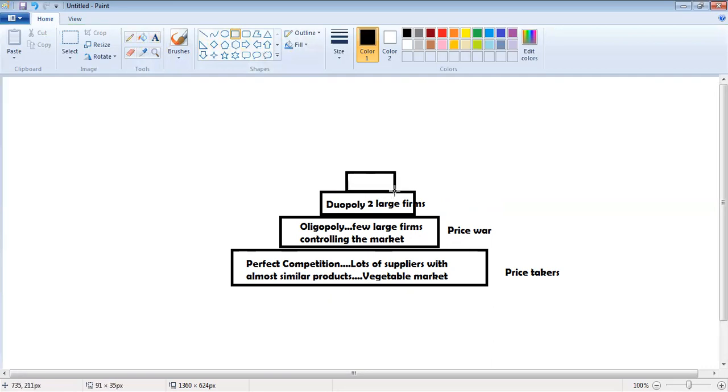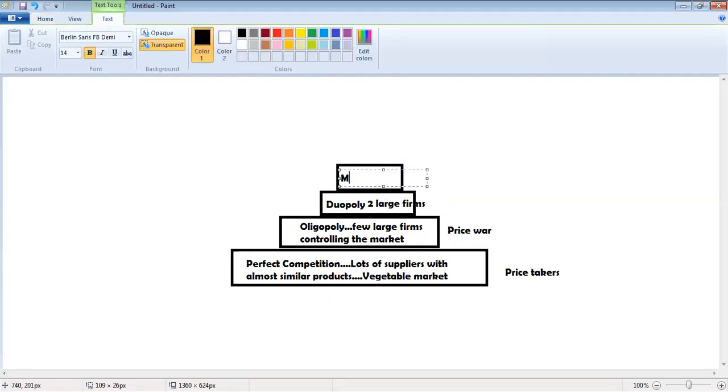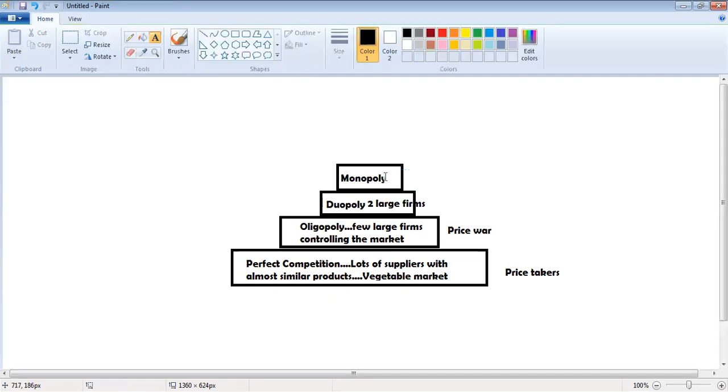And then we might go even one step higher, and you can guess what this is called. The dominant one. Yes, that's the dominant firm, and it is called monopoly. Monopoly, only one. Yes, the word mono means one. So this is the king.